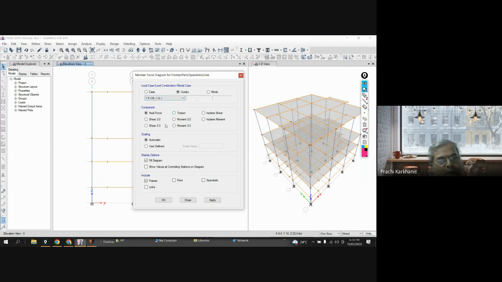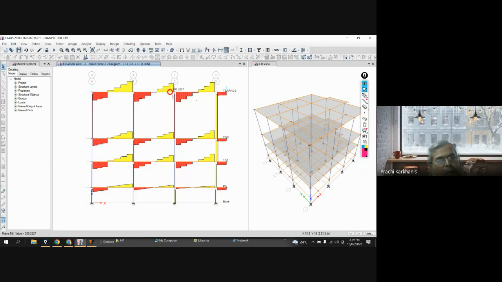Now here you have to define which one you want. Do you want to see the axial force? Yes, it will show you axial force. Do you want to see the torsion? Yes, it will show you the torsion. If you are interested to see the shear 2-2, it will let you know the shear 2-2, or you may ask shear 3-3, moment 2-2, and moment 3-3. Now let us first consider shear 2-2 and click OK and see.